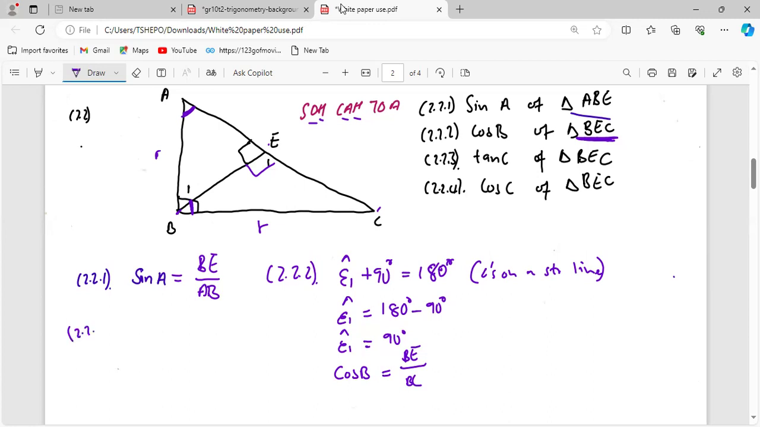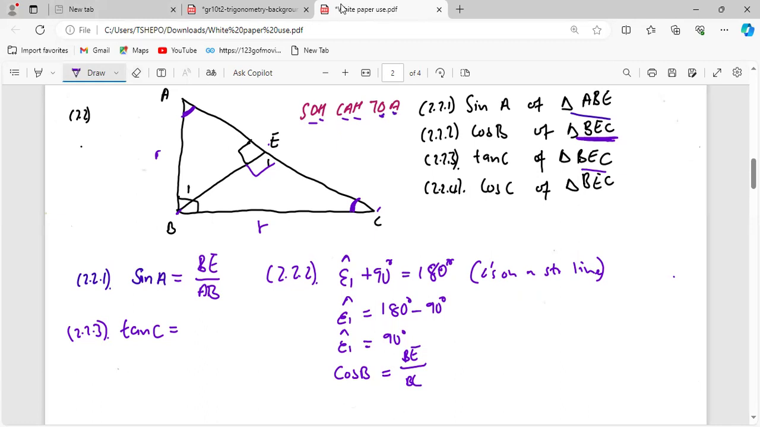Now we move to 2.2.3, which says to determine tan C. Let's have a look at tan C. In which triangle? The very same triangle, which is BEC. Let me erase the previous ones so that we don't get confused. Where is angle C? There is angle C. But what is tan? Tan, remember, is opposite over adjacent.